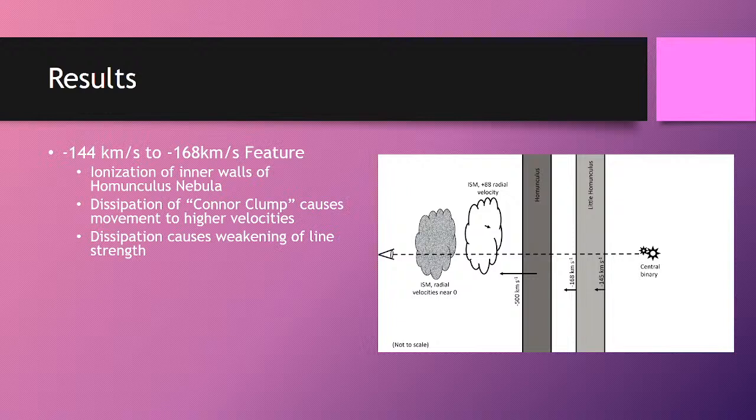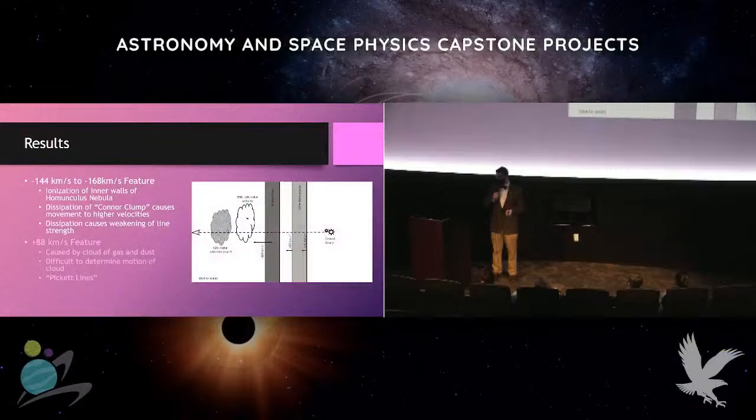So this one is lovingly known as the Connor clump that is dissipating. So that is giving us an idea of what is dissipating and at what point this wall of the Homunculus Nebula is going away. And as I said, that causes the weakening of the strength of the lines.